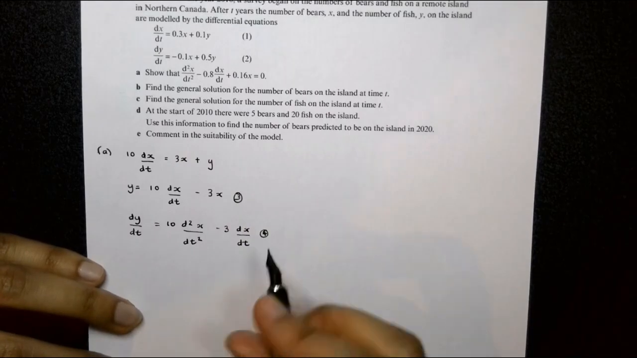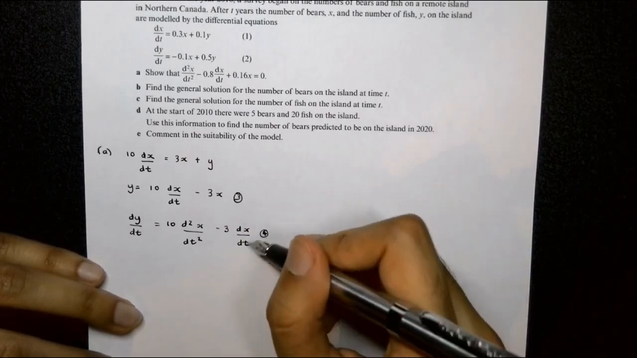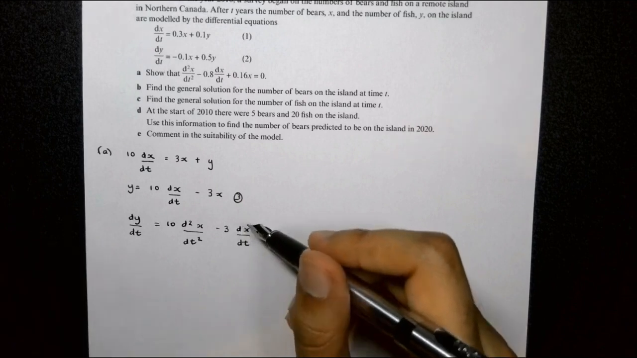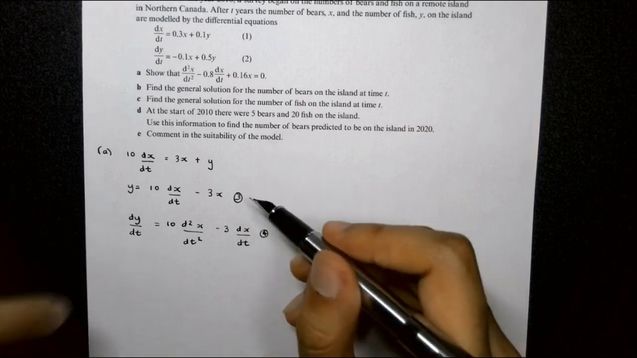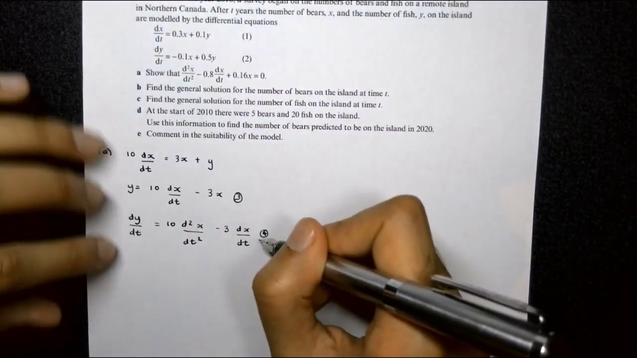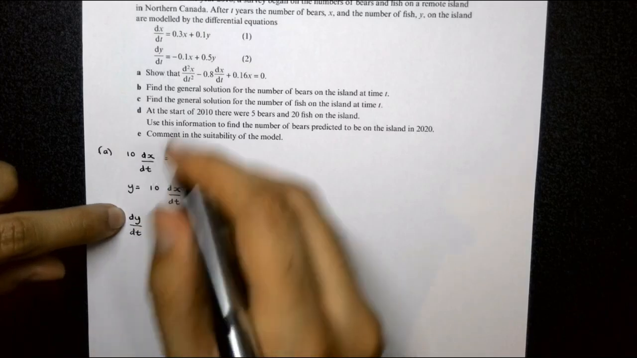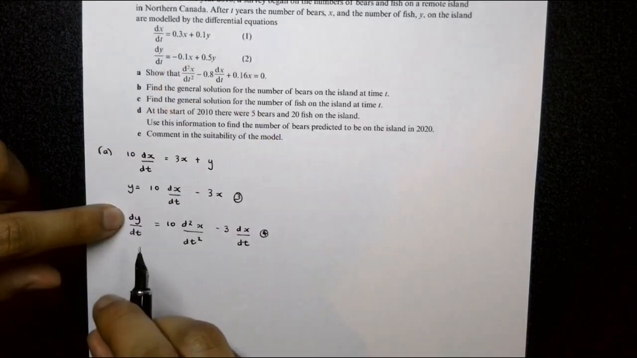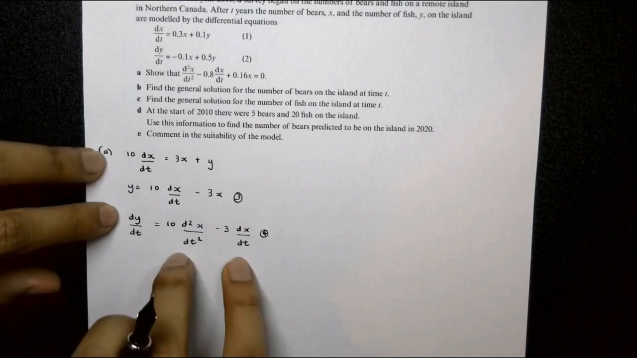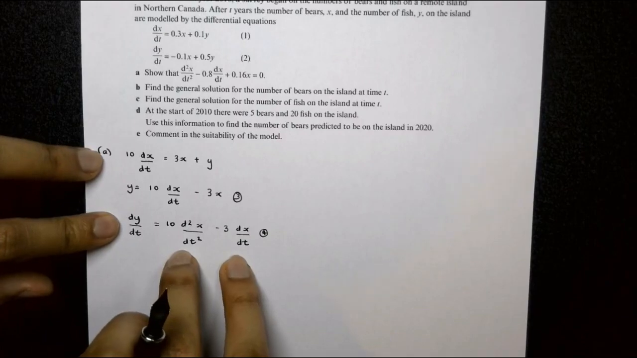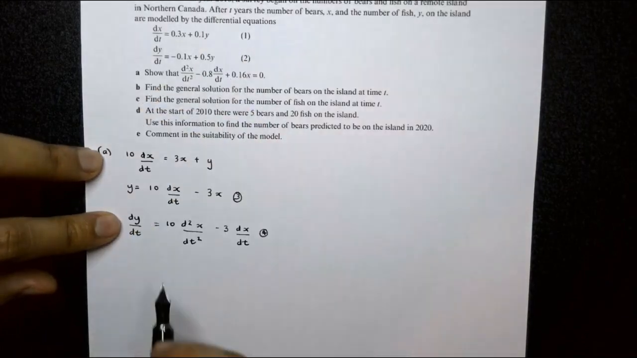So what we can now do is substitute equation 2 and equation 3 into equation 4. We know what dy over dt is. That's this result over here. Obviously this one is in terms of x, and we also know what y is as well.